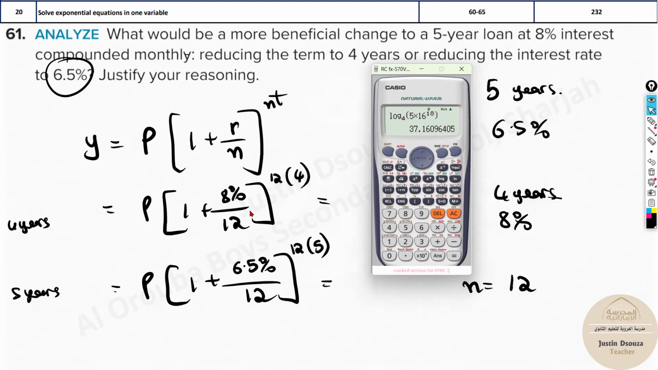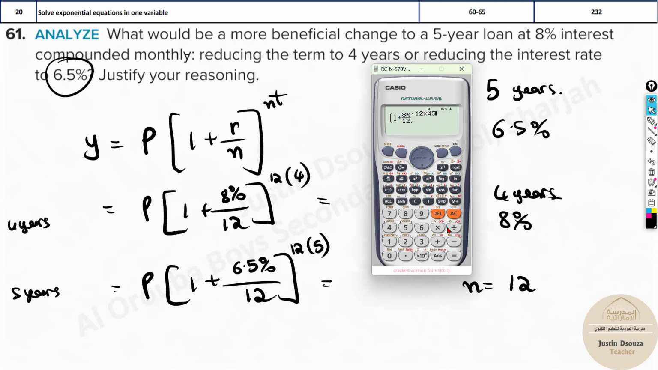Here all you need to do is just put this up, 1 plus 8%, that is shift and this symbol over here, divided by 12, close the bracket, power 12 times 4. That's the first part. The answer is 1.375. You can just write it over here, 1.375. And I will do the other one also, and then I'll write it together.